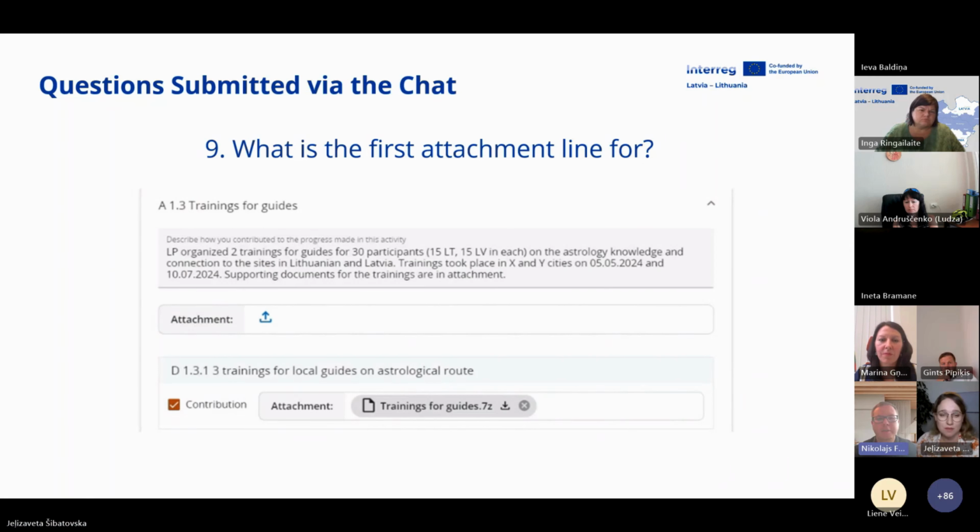So this is the construction, the form of GEMS, and unfortunately we cannot change it. But for the first section, attachments are for the activity in general, and the next one is for the deliverable. Since we only receive attachments for deliverables, for the activity you don't need to attach anything, so it will be empty.